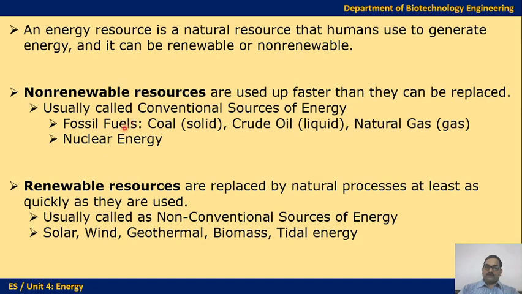For example, we have fossil fuel and nuclear energy. These are the two main types of non-renewable sources. Fossil fuels include solid type coal, liquid type crude oil, and gaseous type natural gas. So in this video lecture, we will be focusing on these two types, fossil fuel and nuclear energy.